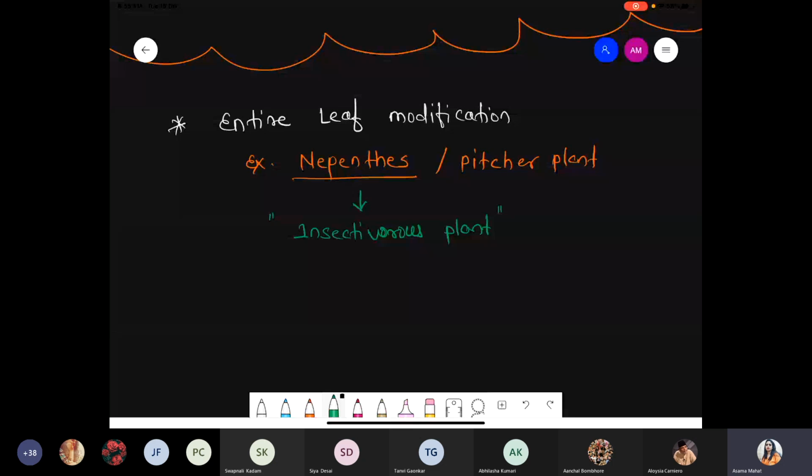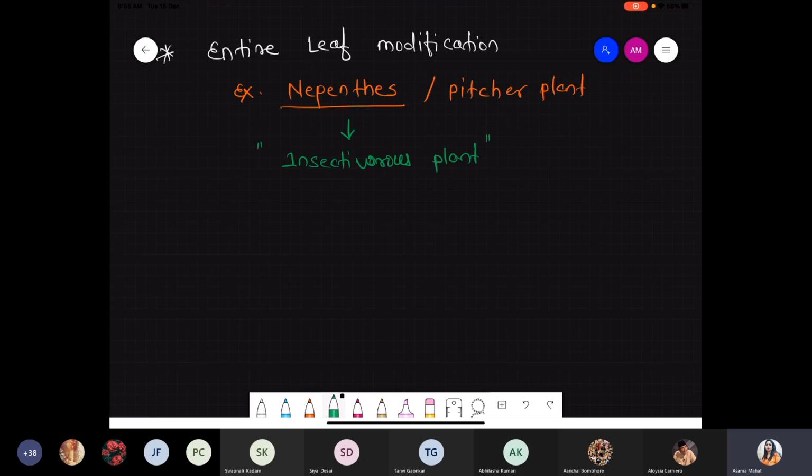But some plants like Nepenthes require nitrogen, because we discussed earlier that NPK, nitrogen, phosphate and potassium, are critical elements for the plant. So to fulfill the nitrogen deficiency, the plant becomes insectivorous and can trap insects. From this point of view, we are talking about the entire leaf showing modification.